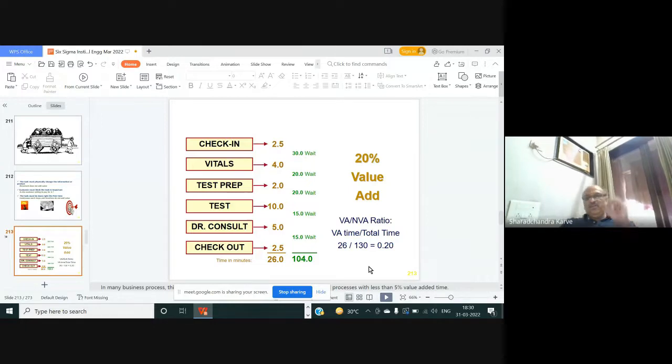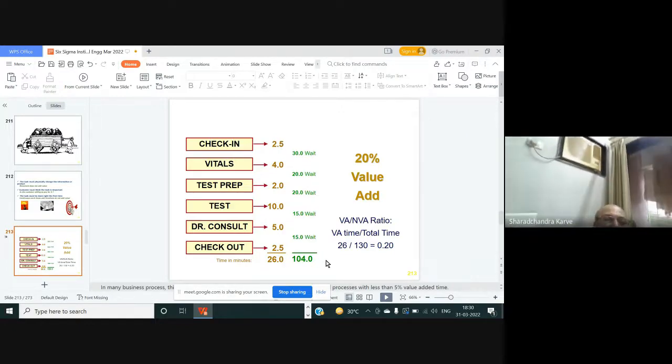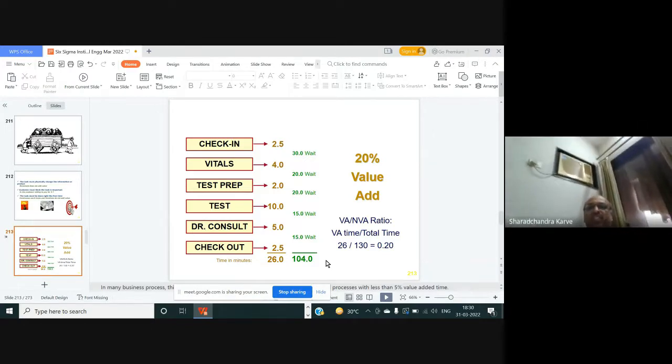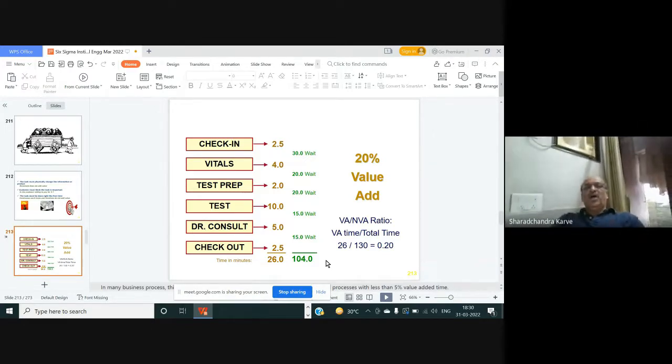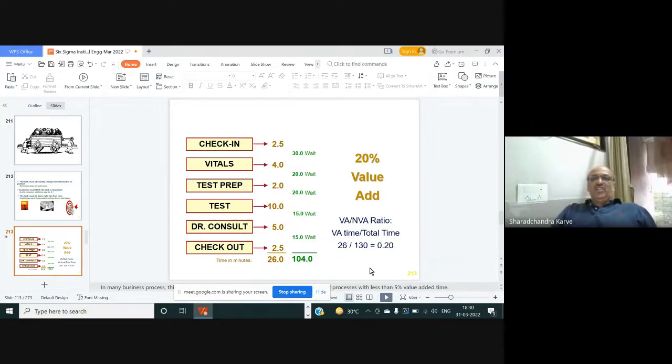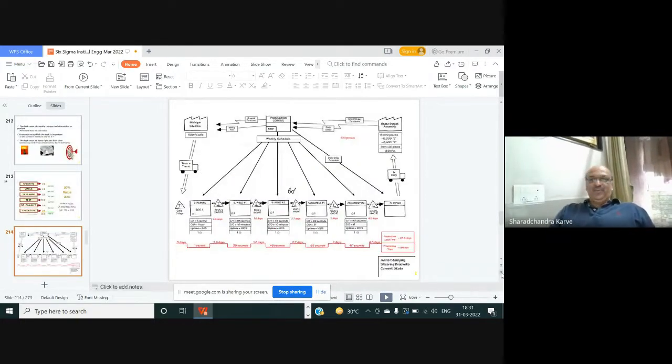So the concept highlighted in lean is what your value added time is and what your non-value added time is. This is a very common example when you visit a doctor or a hospital, or undergo any medical checkup. So the ratio is important. How much is real value added time? If it is more, then your process is more effective and you are adding more value in the process. That is how it is to be done. So basically, lean is for the identification of non-value added activities.